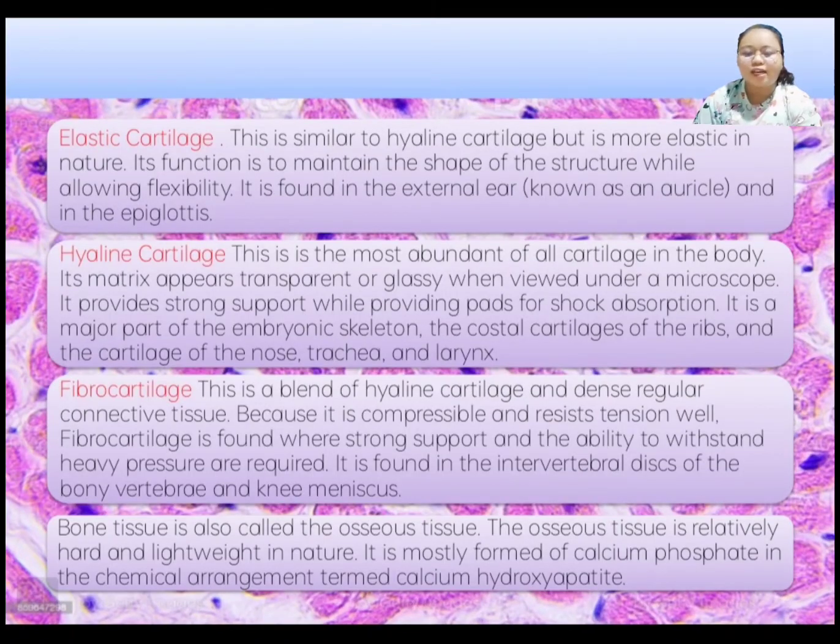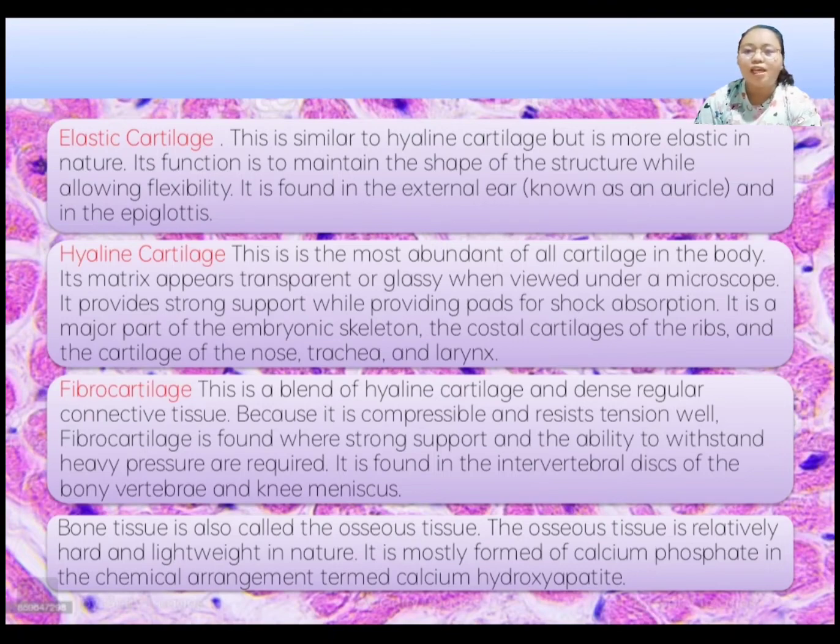So let's discuss the three types of cartilage. The first one is elastic cartilage. This is similar to hyaline cartilage but is more elastic in nature. Its function is to maintain the shape of the structure while allowing flexibility. It is found in the external ear known as the auricle and in the epiglottis.